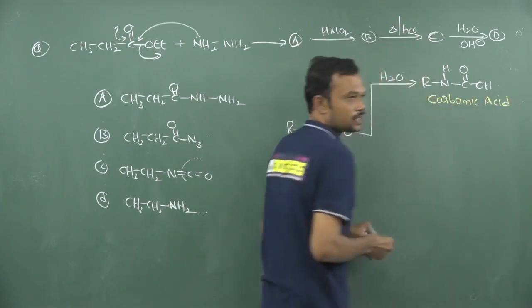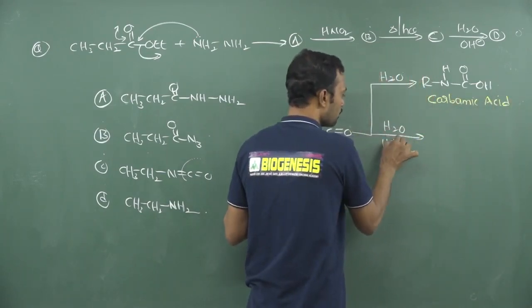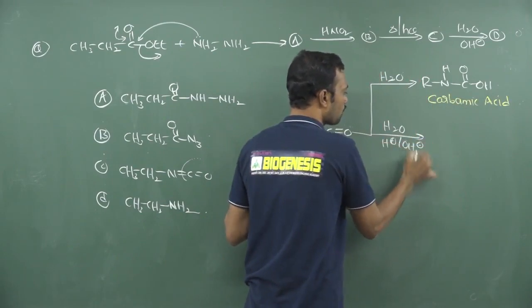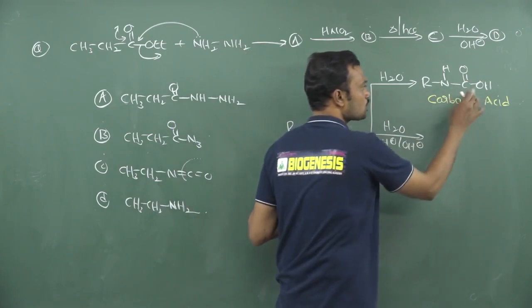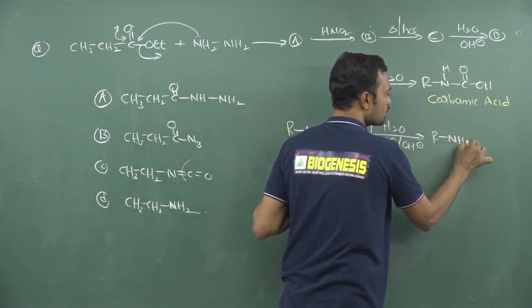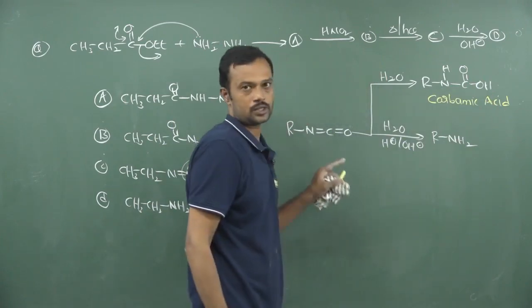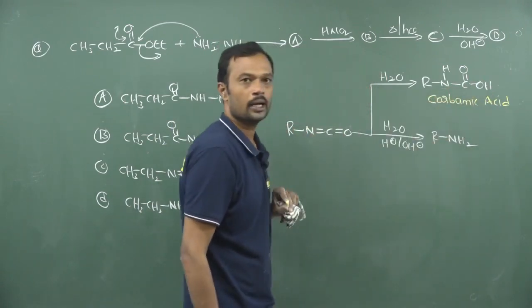You will get a carbamic acid. Okay. So same reaction if I treat with any acid medium or basic medium. If the water molecule is diluted with acid or base, then what happens? See, loss of CO2 takes place, this hydrogen will be added here. Carbamic acid loses carbon dioxide. Loss of carbon dioxide, hydrogen will be transferred here and you will get only amines.